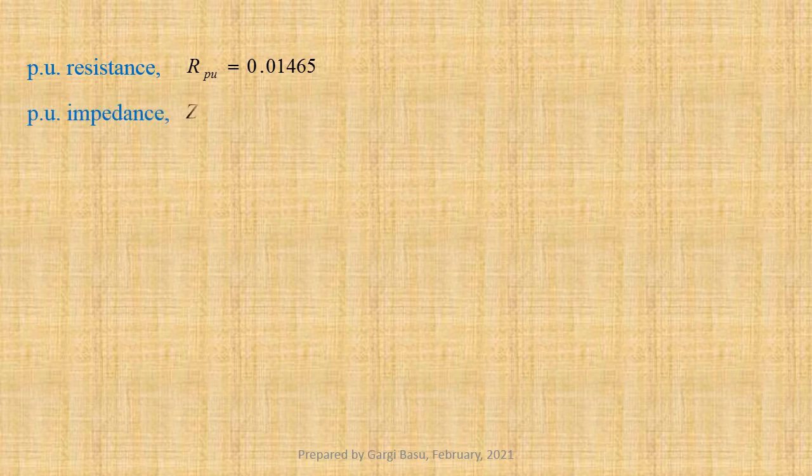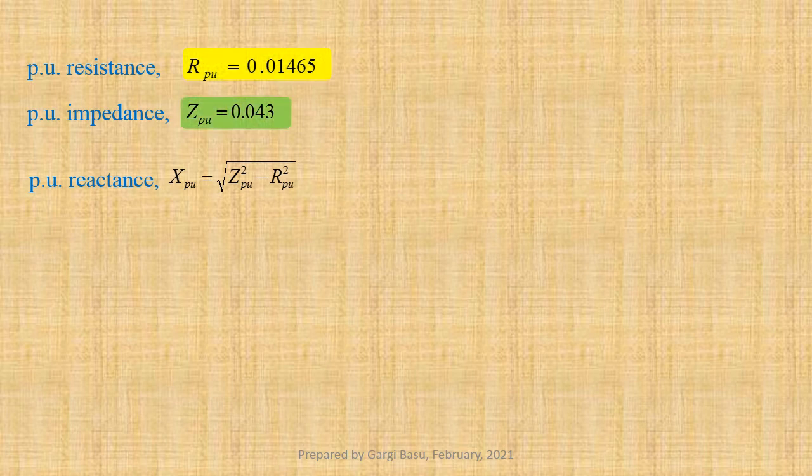We have calculated per unit resistance. R per unit equals 0.01465. Per unit impedance, Z per unit equals 0.043. Now we shall calculate per unit reactance. X per unit equals root over Z per unit square minus R per unit square. Using values we get root over 0.043 square minus 0.01465 square. That gives us 0.0404.